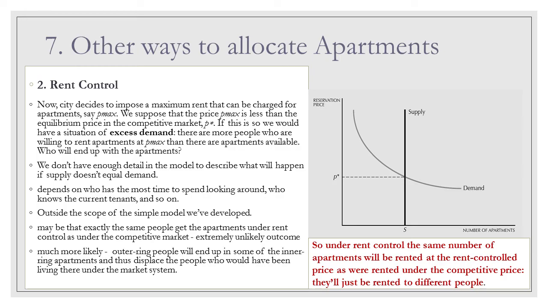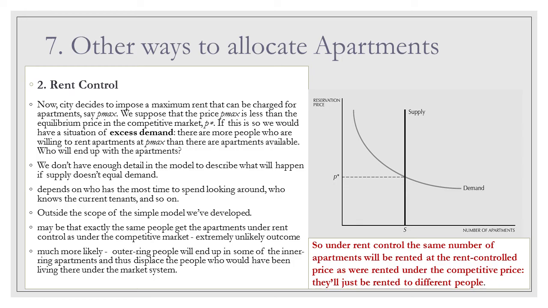Okay, if this is so, we would have a situation of excess demand, because any price below P star implies a movement along the demand curve, resulting in a lower price, right? Which further implies that there are more people who are willing to rent apartments at P max than there are apartments available, right? So who will end up with the apartments? The question arises, right? We don't have enough detail as of now, given what we have described so far in our model, right?